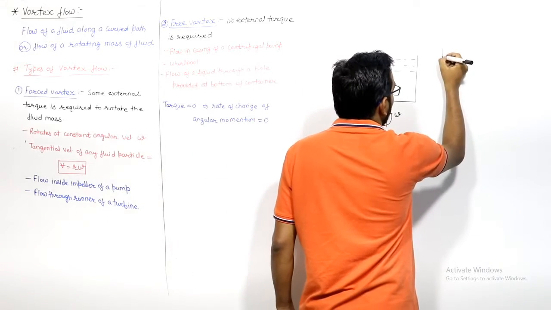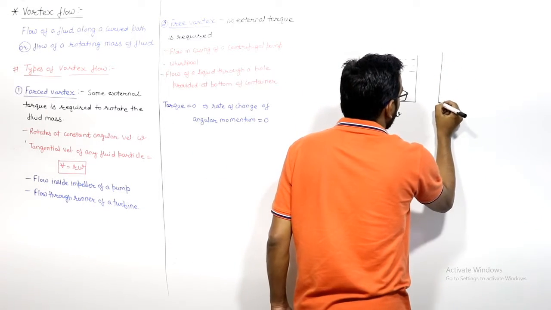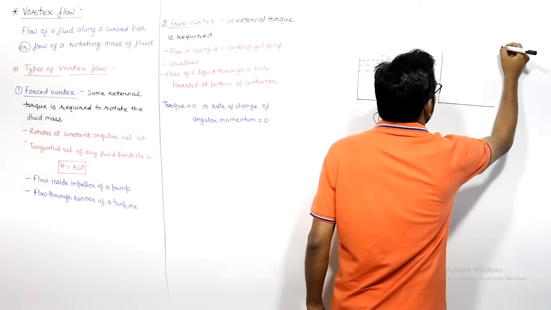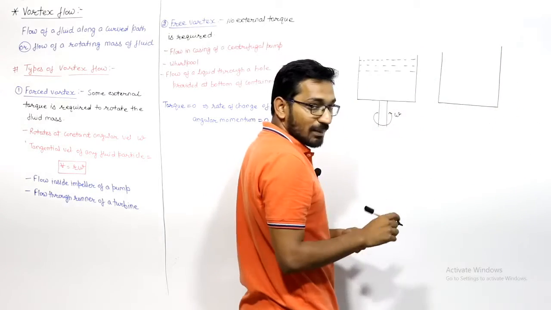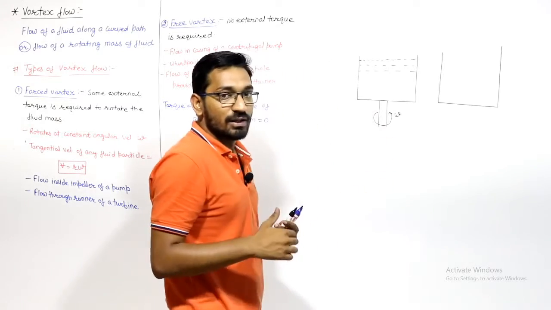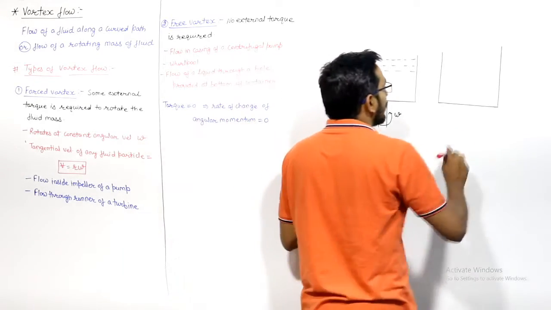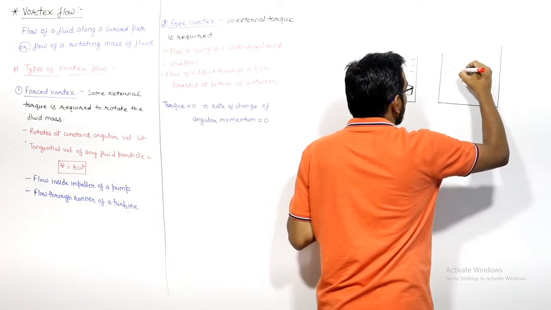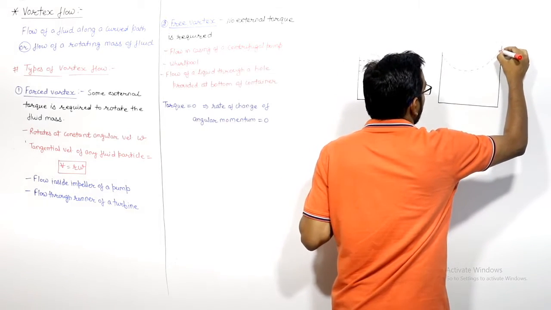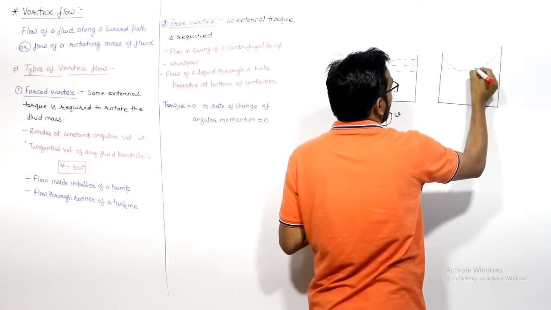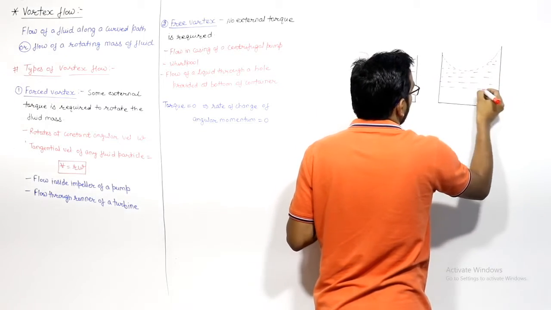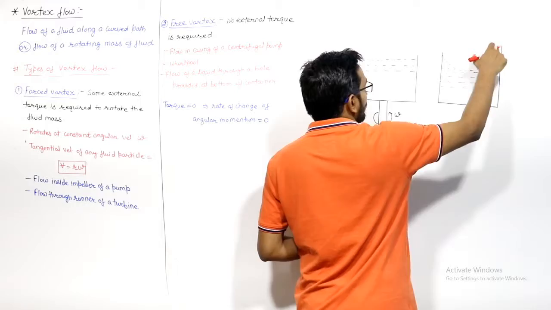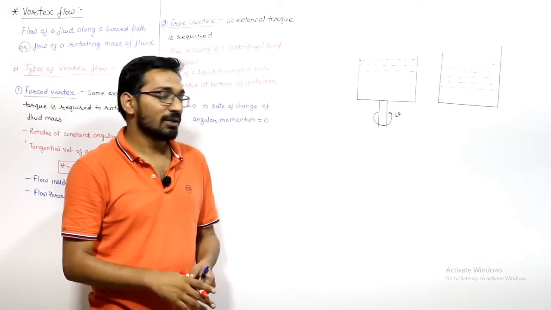And after the rotation, if I draw here, the fluid free surface will be like this. This is the container, it is rotating with some angular velocity omega. This angular velocity omega you are giving from the outside. So the fluid surface will transform from this straight line to this curved shape. This is a parabolic shape, right?